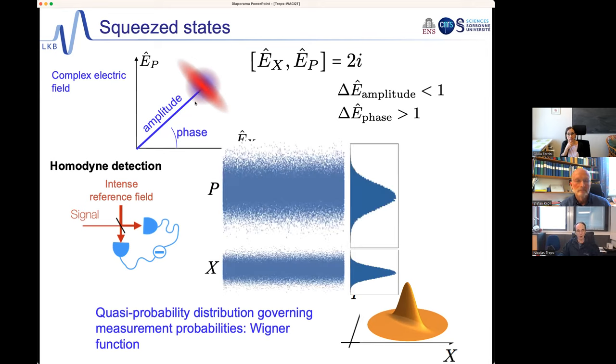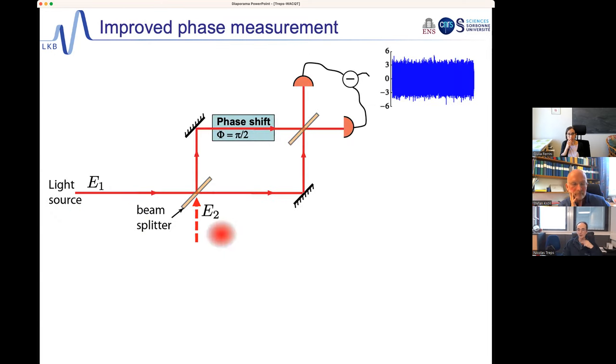And then if you make a measurement, of the same type as before, to make it concrete, in this one, if I measure this quadrature here, orthogonal to amplitude, that's the excess noise, but it's still a Gaussian state. And if I measure along the amplitude quadrature, I will see a reduced noise. And if this happens to be the information I'm interested in, I will gain in sensitivity in my measurement. So here again, this is something which is very well known in quantum optics.